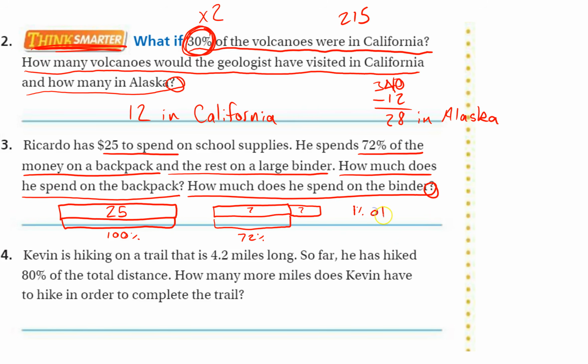All right, so I need to find 1% of 25, which is going to be 25 over 100, or 25 cents. Okay, so now that I know that 1% is 25 cents, now I just need to multiply that times 72. 2 times 5 is 10. 2 times 2 is 4, plus 1 is 5. Done with the 2, 0 placeholder. 7 times 5 is 35. 14 plus 3 is 17.